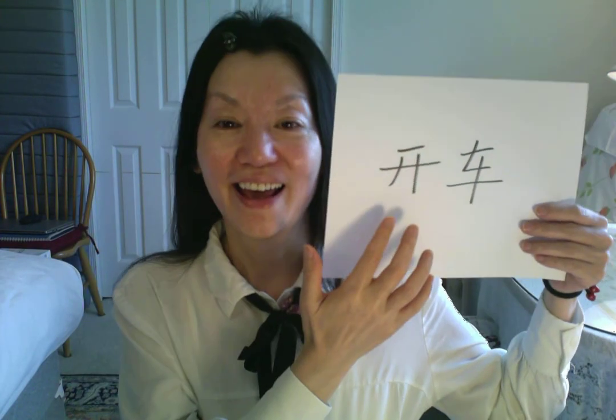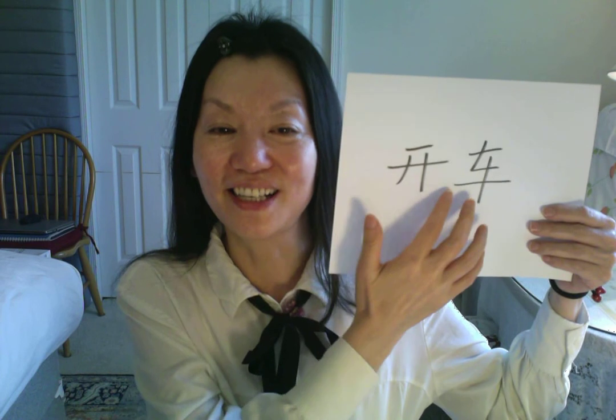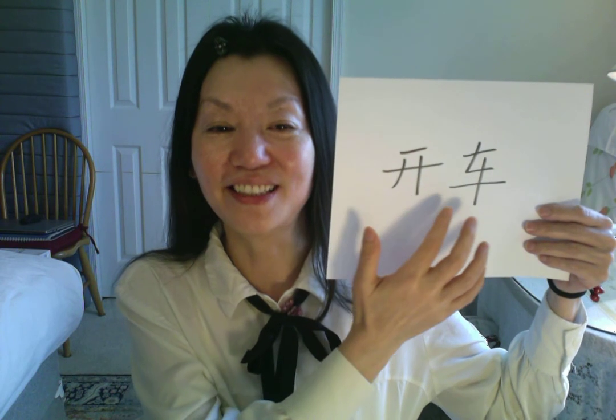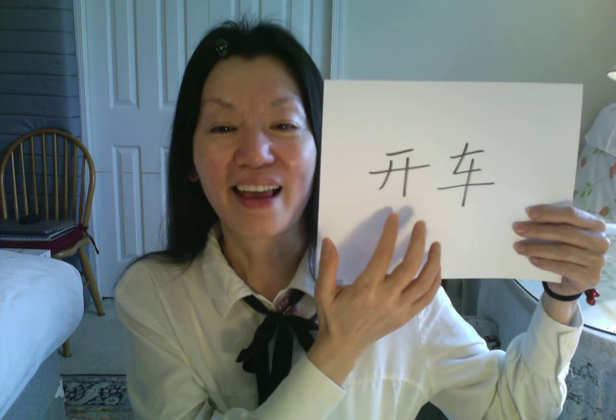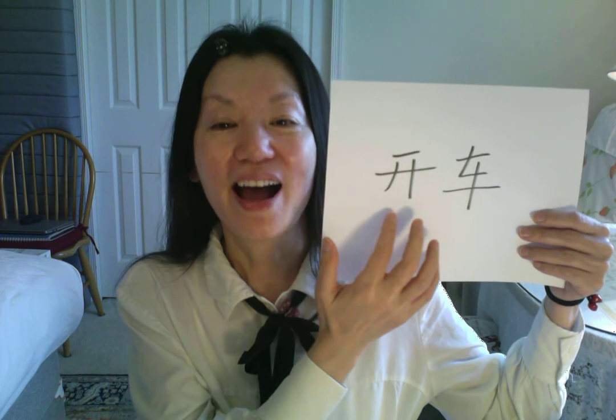You know this one, right? Okay. Yes, 开车, one more time. 开车, okay, one more time. 开车, what does it mean? To drive a car. Yeah, you are right. To drive a car, we say 开车. Okay, now we see here.